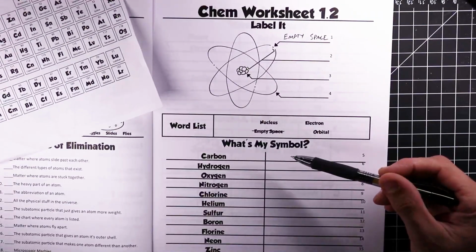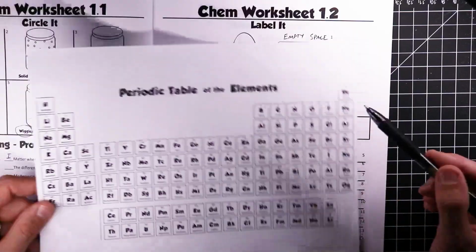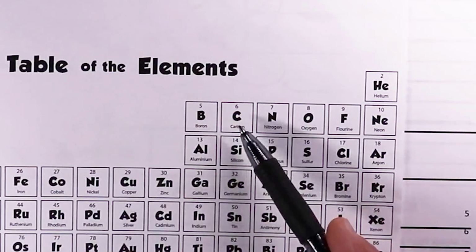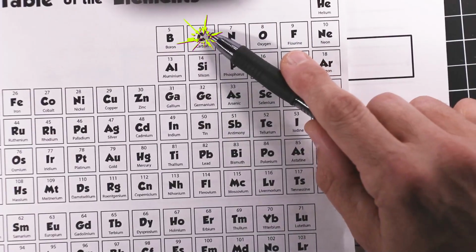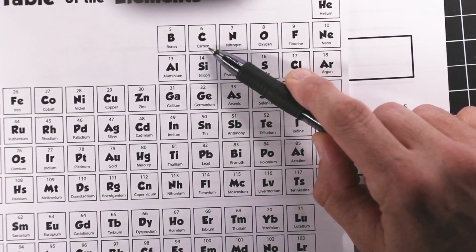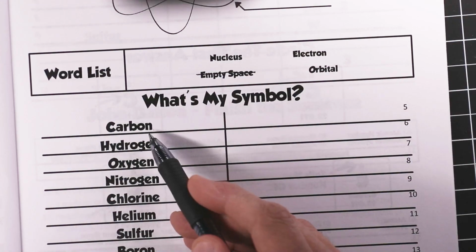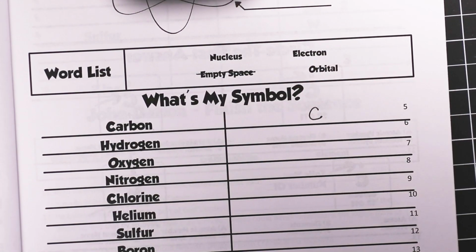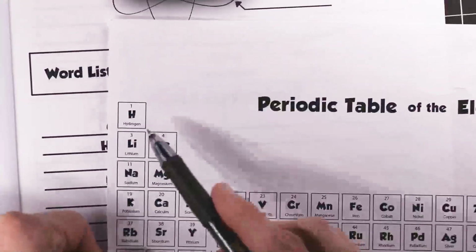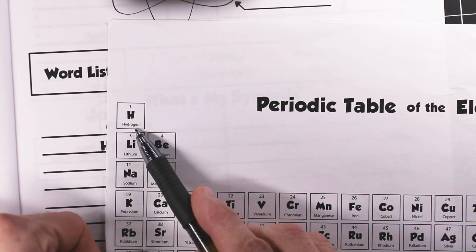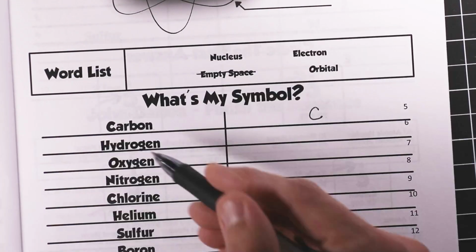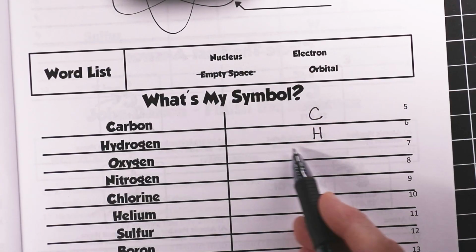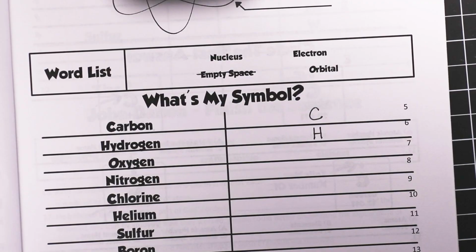So what's my symbol? Carbon. You're just going to have to search through your periodic table to find carbon. He is number 6 right here. So you just look, see the symbol, see the name. In this case, we have the name, so what are you supposed to put right here? You're supposed to put his symbol. Okay, we go find hydrogen. Hydrogen's right here. What's his symbol? Hydrogen, H. And you just keep going, what's my symbol? And you put them for all of these atoms.